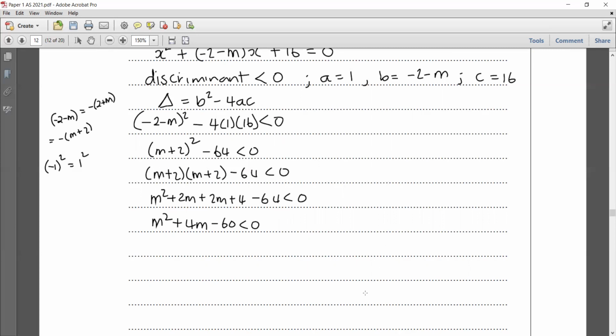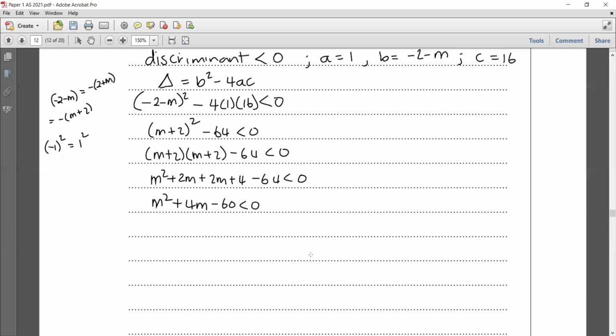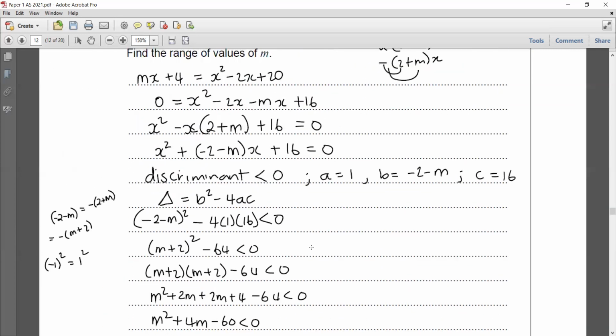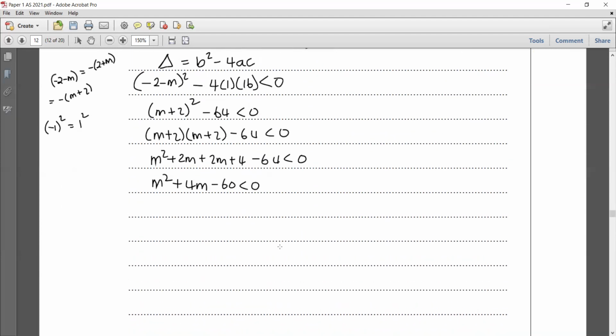Now, when we're solving quadratic inequalities, there are a few steps that we need to work out. So with the quadratic inequality, step number 1 is you must write it in standard form. Everything on the left-hand side, 0 on the right. Then second thing you need to do is you need to factorize. So you will factorize, you look for two numbers that when you multiply them, the answer is minus 60. And when you add them, the answer is 4.